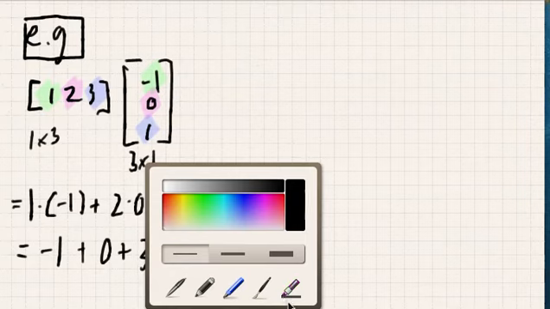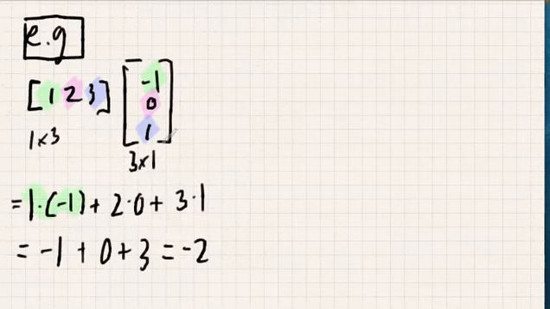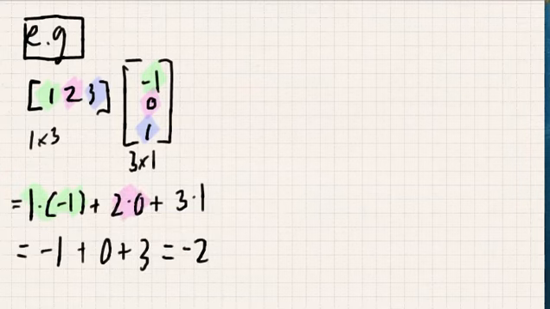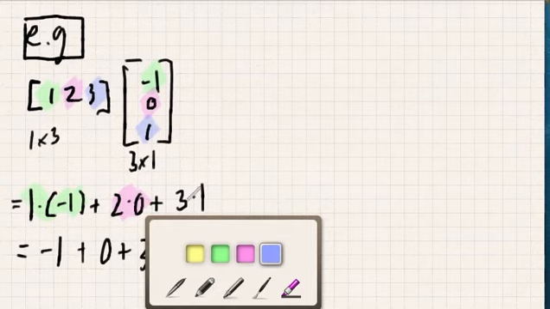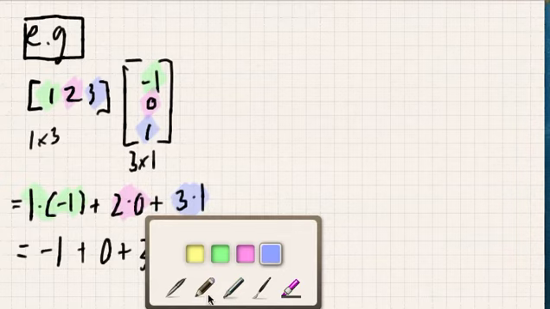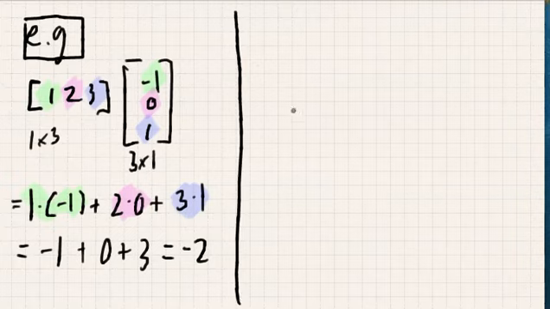But again, where does it come from? These two numbers here come from the first two components. These two numbers here come from the second two components. And these two numbers here come from the third two components. Okay. Let's do one more example of this because I feel like this is fairly straightforward.